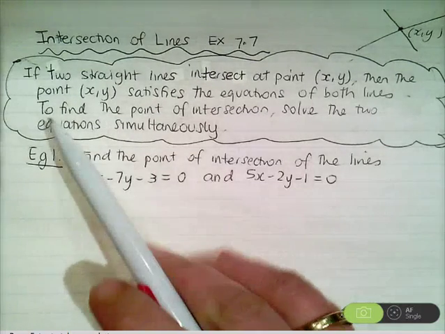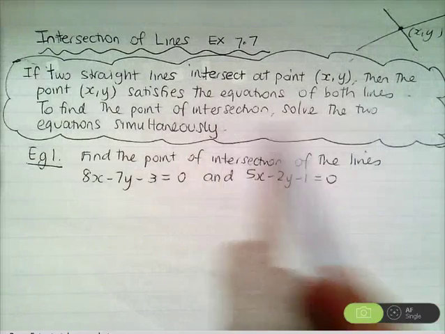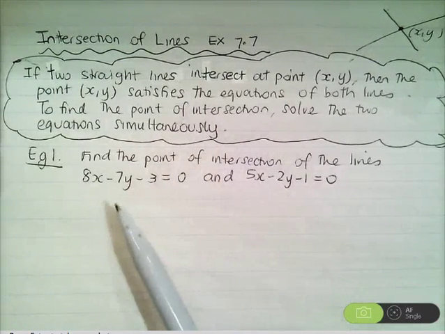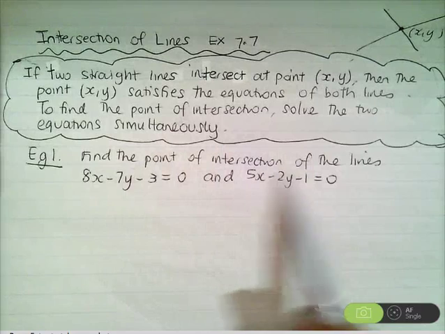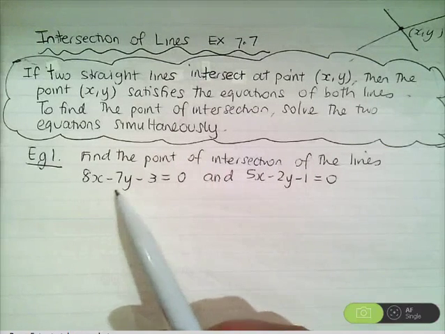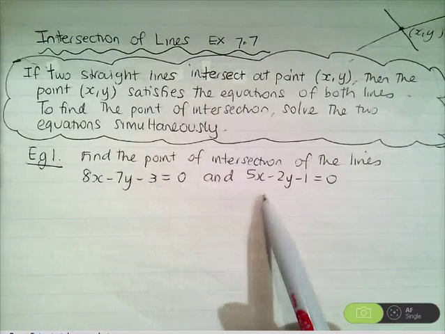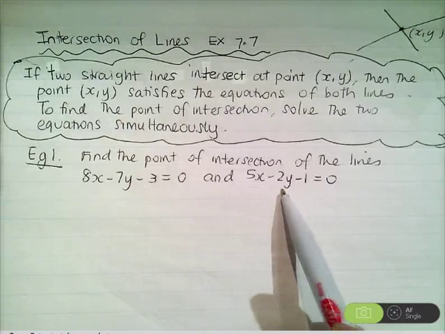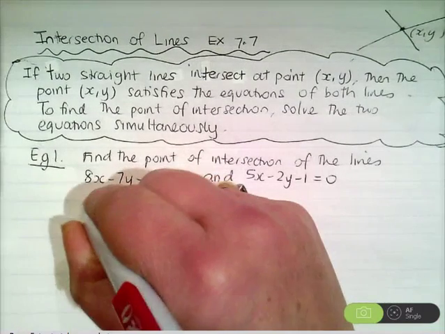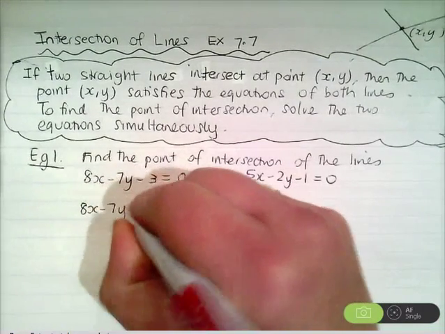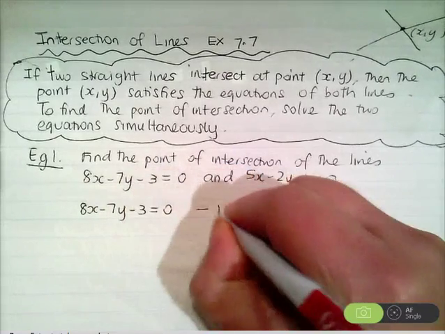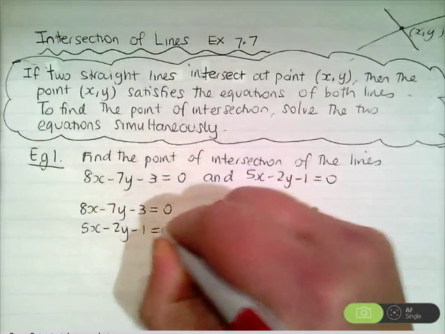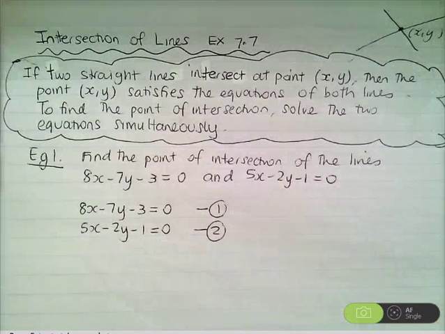Now, the way that we find the point of intersection of two lines is to solve the two equations simultaneously. Now, here's our first example. Find the point of intersection of the lines 8x minus 7y minus 3 equals 0. That's the first line, and this second line, 5x minus 2y minus 1 equals 0. So we're finding the point of intersection of these two lines, so we'll just call that equation 1. This other line here, 5x minus 2y minus 1 equals 0, is equation 2.